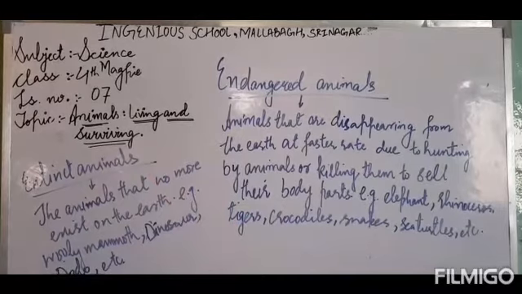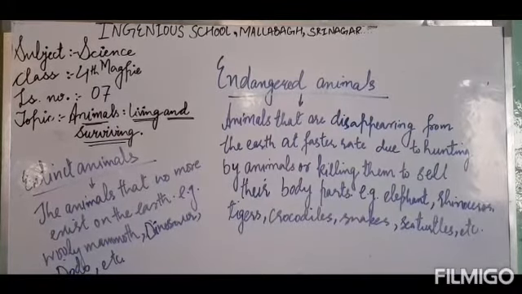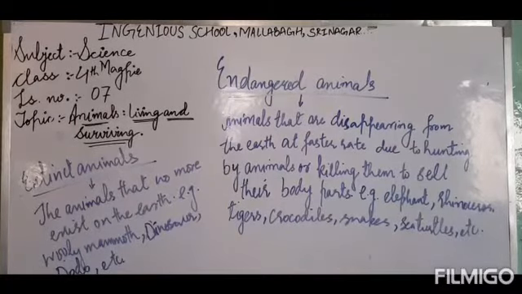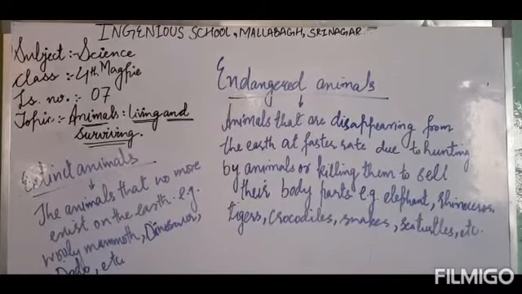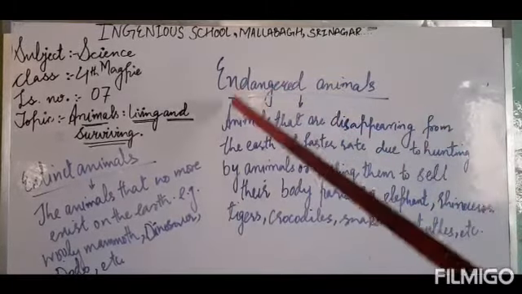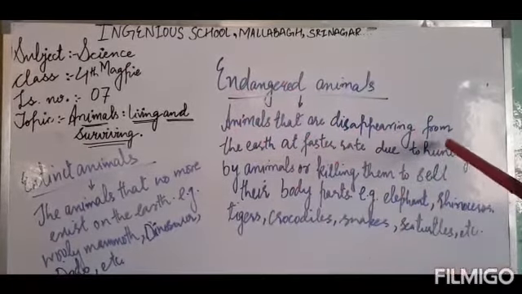So there are also animals present on the earth which are on the verge of extinction, and they are disappearing from the earth at a faster rate. Those animals that are on the verge of extinction are known as endangered animals. What are they known as? Endangered animals. They are those animals that are disappearing from the earth at a faster rate.